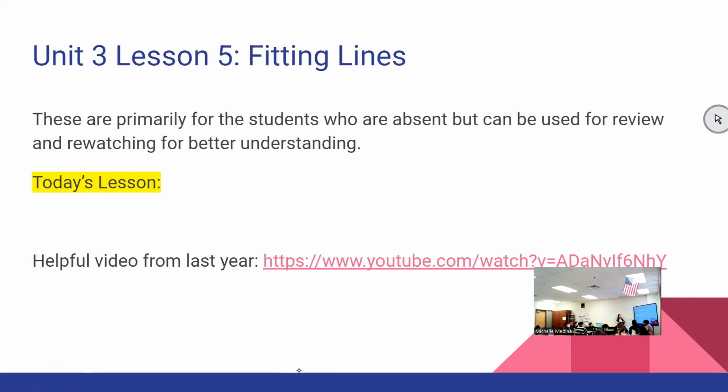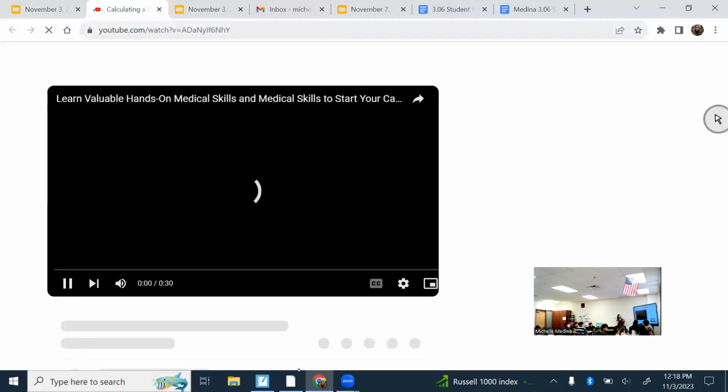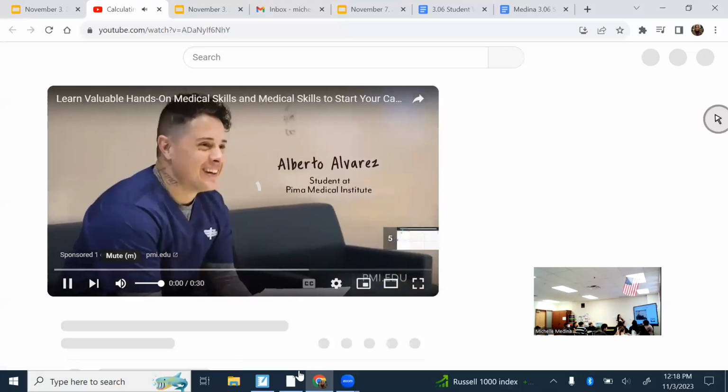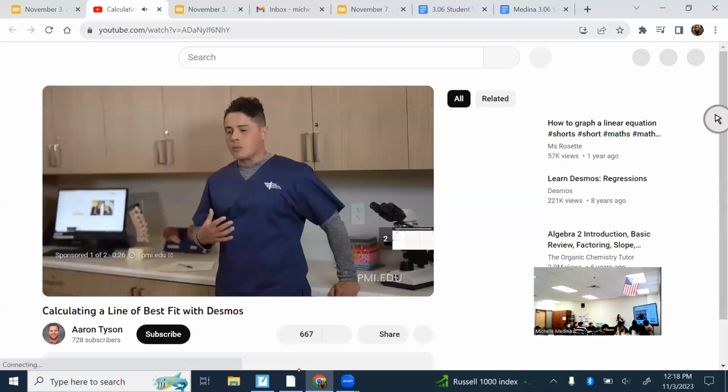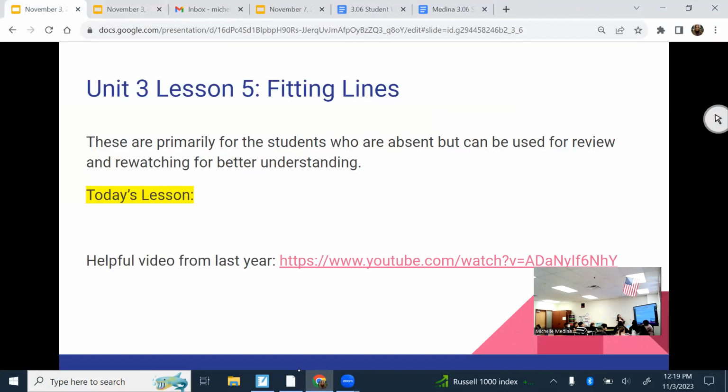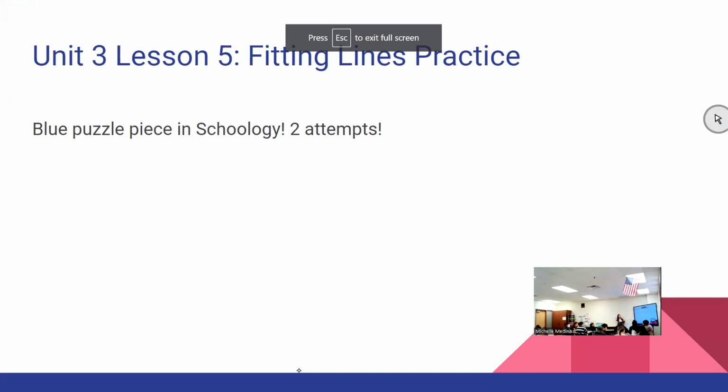It'll be linked in the slides. If you need a reminder of how to do this, like in Desmos, that's what I linked also in the slides. All right, we don't care about the ad. All right, but after that, it's a really short video how to use Desmos. Anyway, the puzzle piece is in Schoology. I forgot to put a picture of it in there, but it's there, lesson 5.